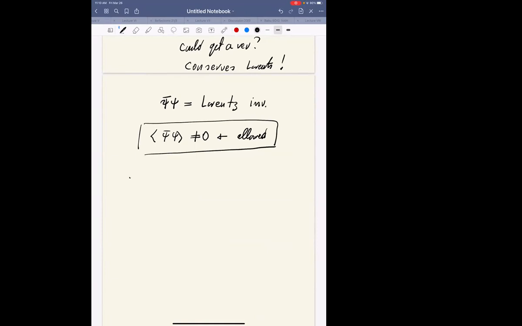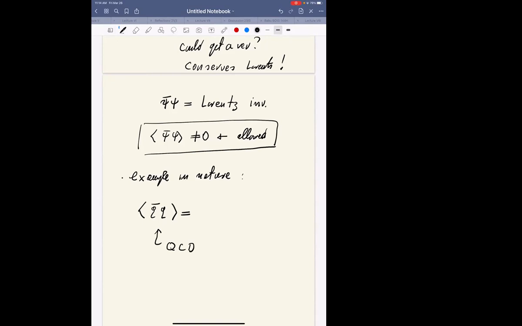By the way, there is an example in nature. This is just en passant. I may mention it again. The quark, anti-quark combination actually has a non-vanishing vacuum expectation value. This is produced by QCD.